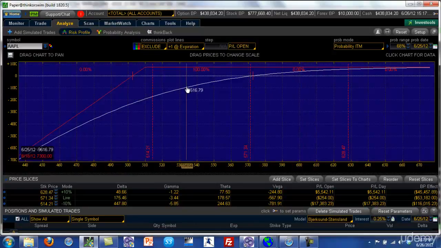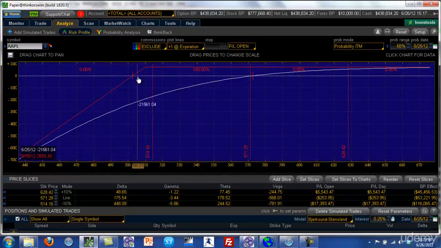You have a reward where your maximum profit is going to be $7,300, but your margin is 53,000. So your profit is about 15% on this trade. However, your chances are actually about 80%. So that's how you would look at probability.